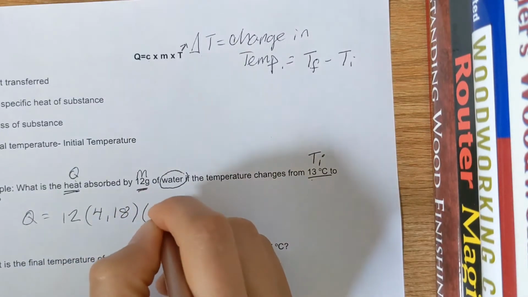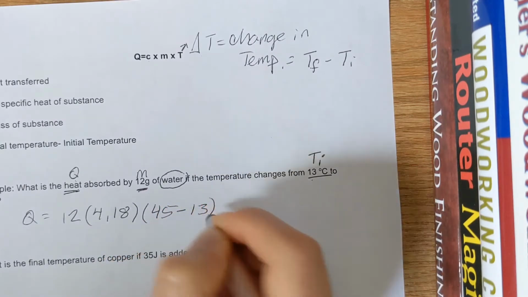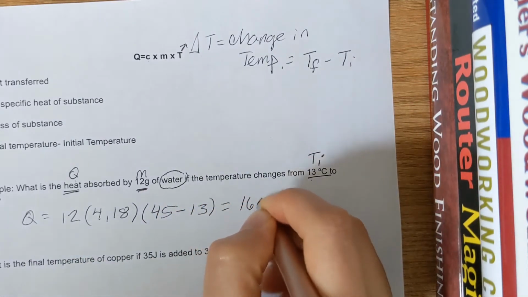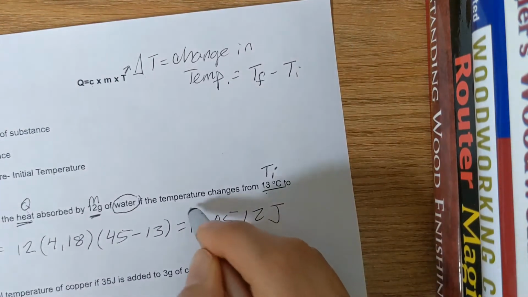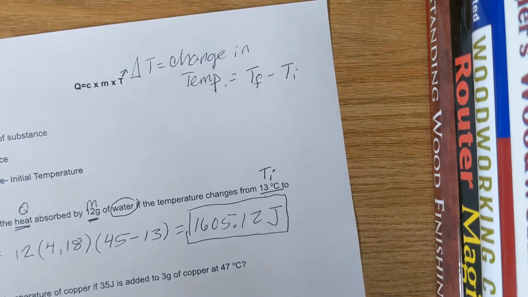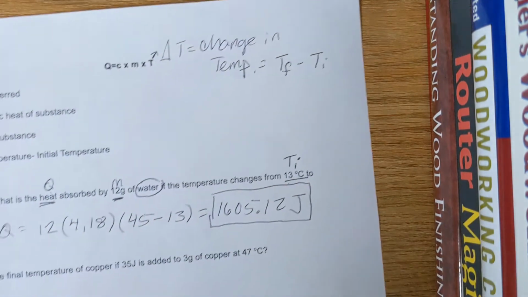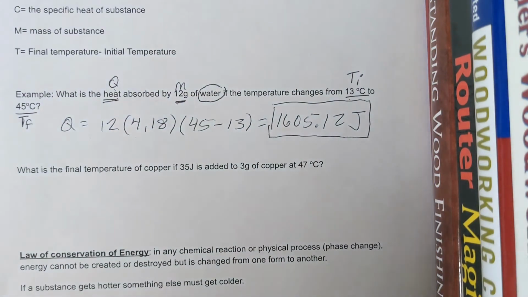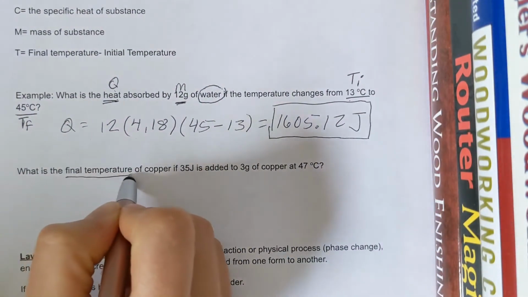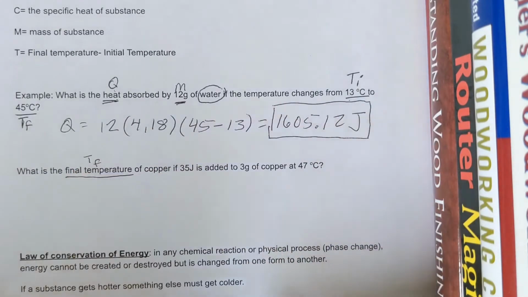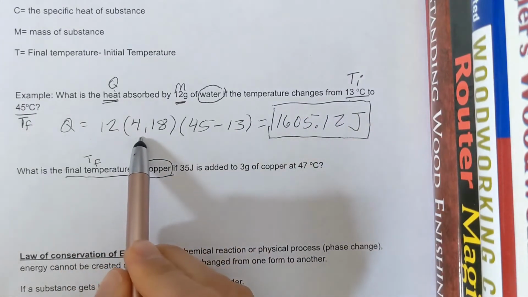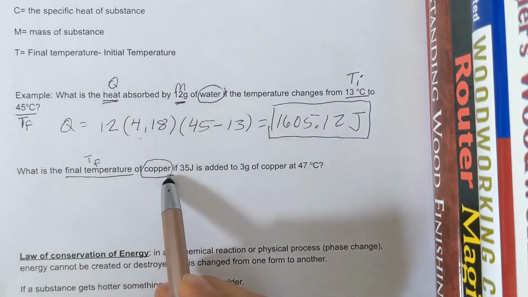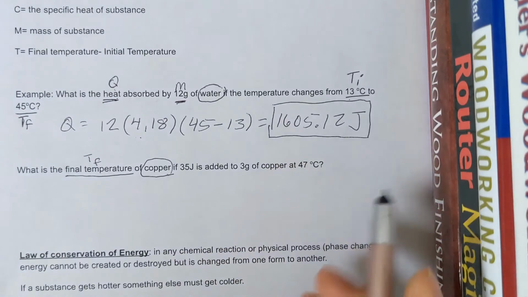And then 45 minus 13. So you end up with 1605.12 joules. There's that one. All right, if we look at the second one, this one's a little harder for math because it's looking for your final temperature. So it's looking for TF. We're talking about copper. So we're not going to use the 4.18 for specific heat because we're not talking about water. We're talking about copper. That's going to be on page 1 of your reference guide at the bottom.